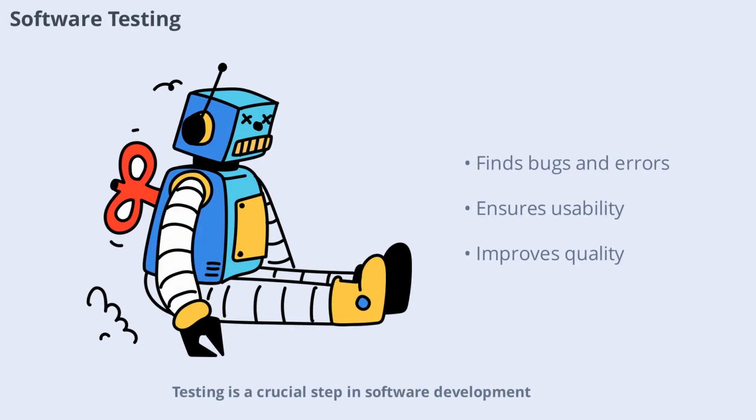Testing is a crucial step in software development. It involves checking programs for bugs, errors, and usability issues before release. Developers use various testing methods to ensure software works as intended and provides a smooth user experience. Thorough testing helps prevent problems and improves overall quality.